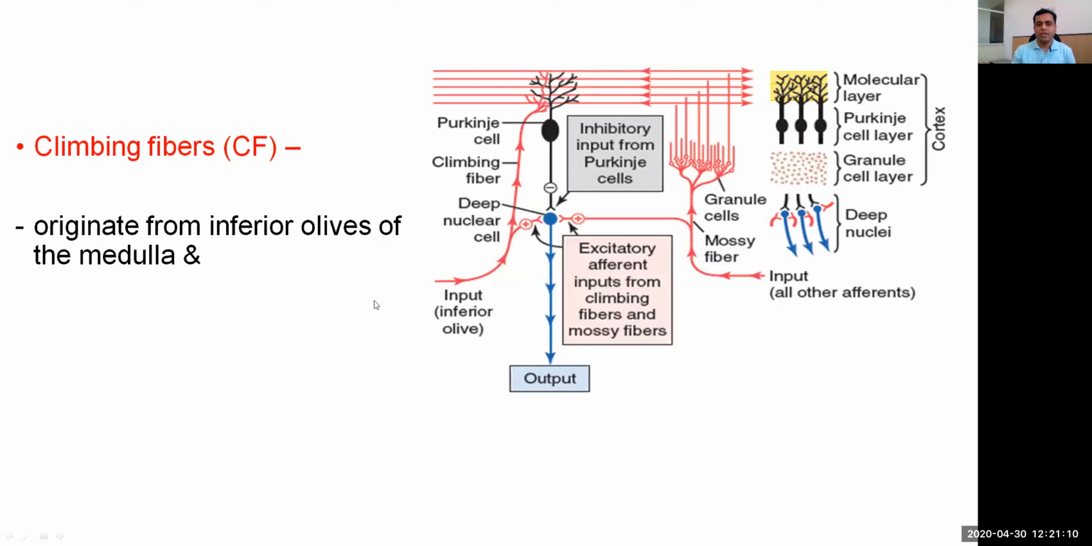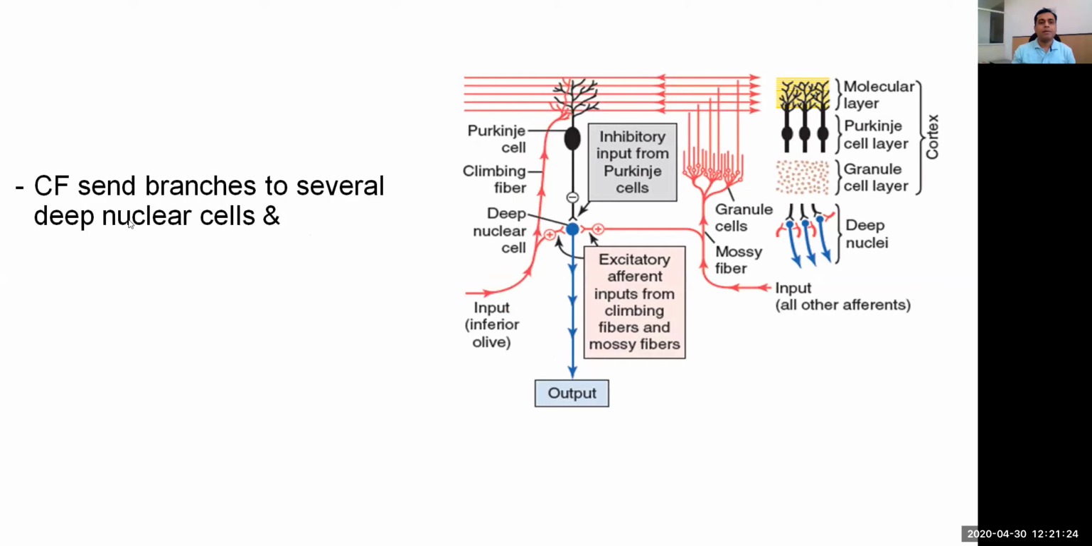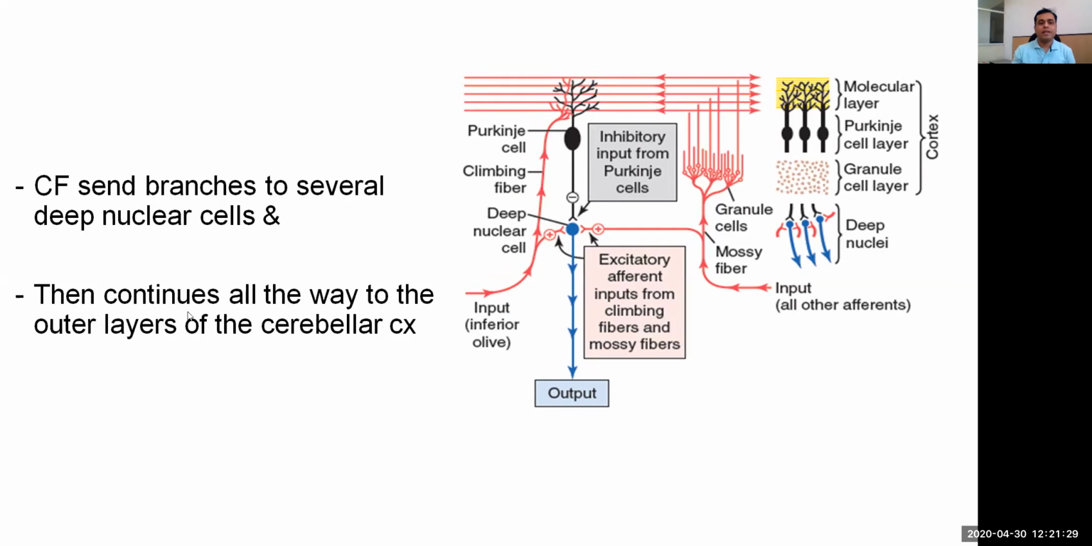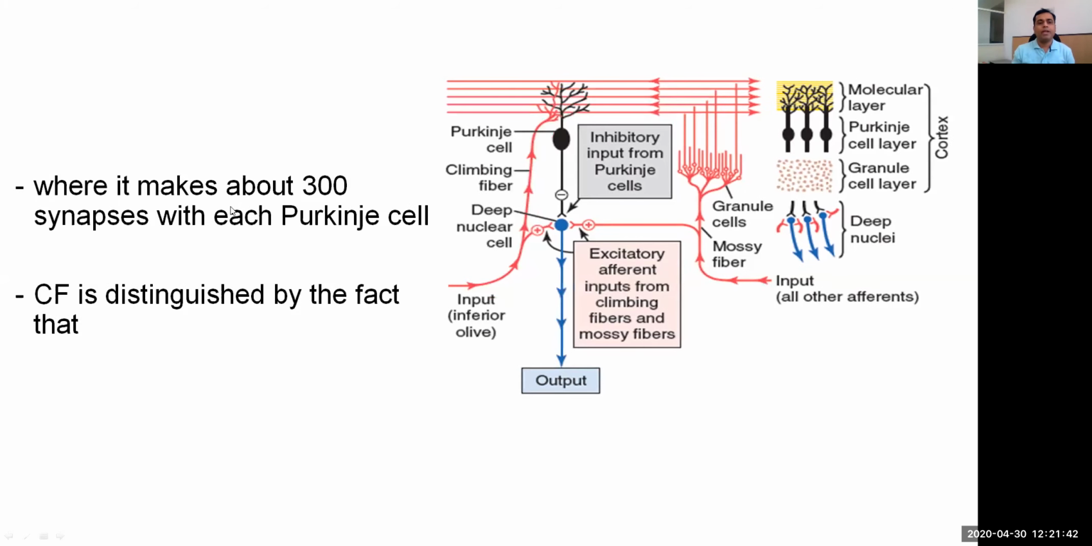Climbing fibers originate from the inferior olive of the medulla, and the ratio is about one climbing fiber to 5 to 10 Purkinje cells. That means for 5 to 10 Purkinje cells, there is one climbing fiber. The climbing fiber sends branches to several deep nuclear cells, then continues all the way to the outer layers of the cerebellar cortex, where it makes about 300 synapses with each Purkinje cell.